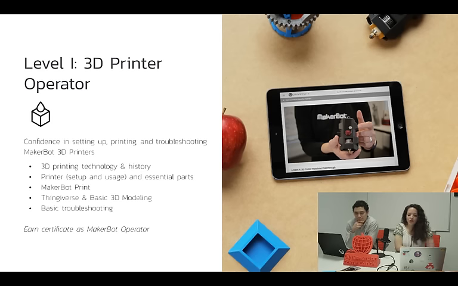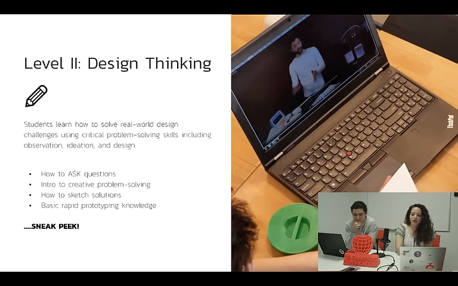And then level 2 is the design thinking. So this is where we switch gears a little bit and start talking about the design thinking cycle. In this level is where we have another industrial designer and an educator. His name is Reed Schlegel, and he goes through the ins and outs of design thinking. And so we do have a bit of a sneak peek for you here, and so I'm going to go ahead and show you that.